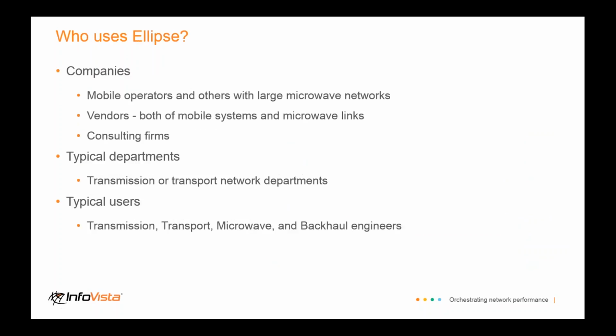Who uses Ellipse? Companies that are using Ellipse today are typically mobile operators and any other operator that has a large microwave network or transport network, of course. Vendors, both of mobile systems and microwave links, and consulting firms who would also, of course, help these two above. They're the typical users of Ellipse. The departments in those companies that Ellipse is referenced to is usually the transmission or the transport network department. And the typical users would be your transmission, transport, microwave, backhaul engineers.